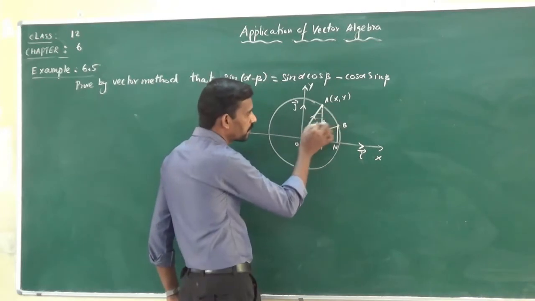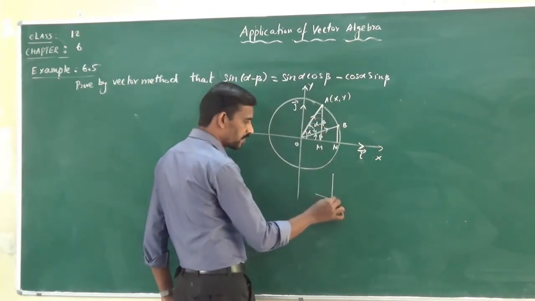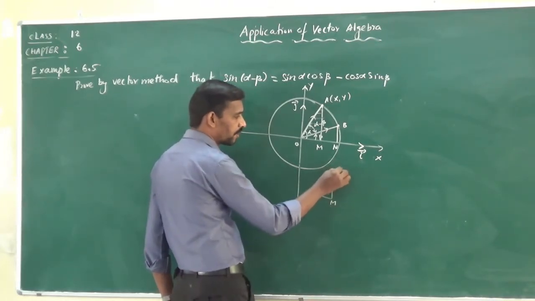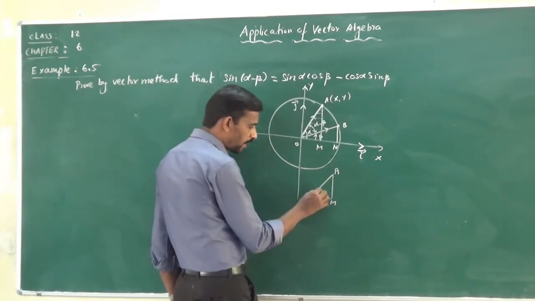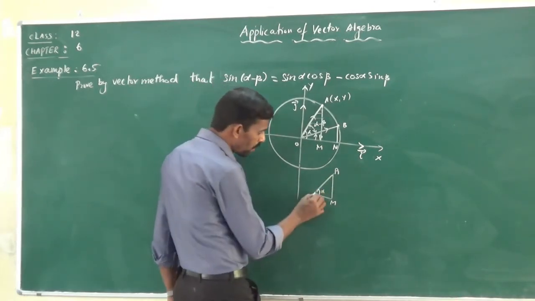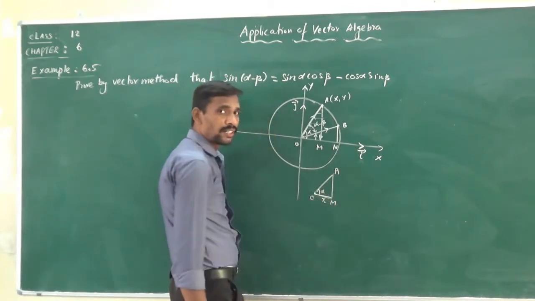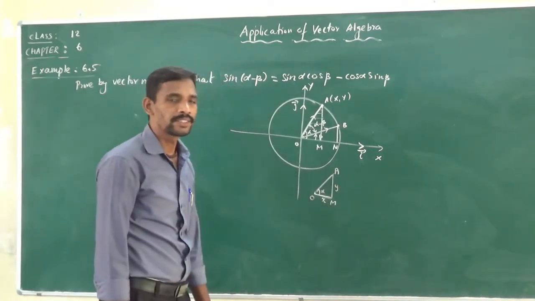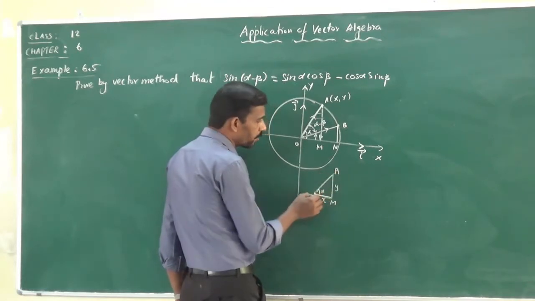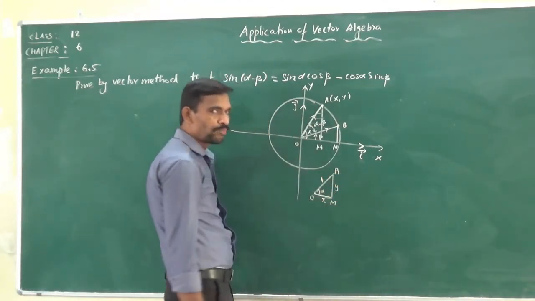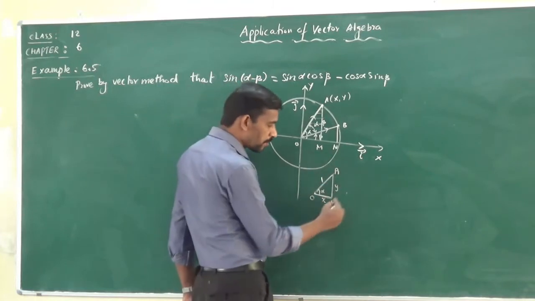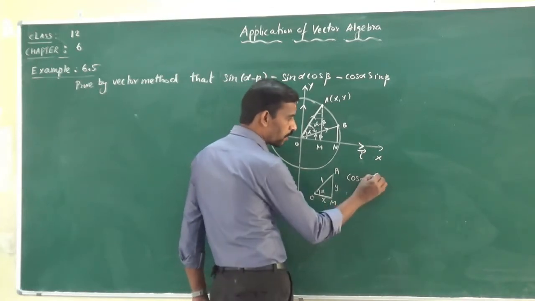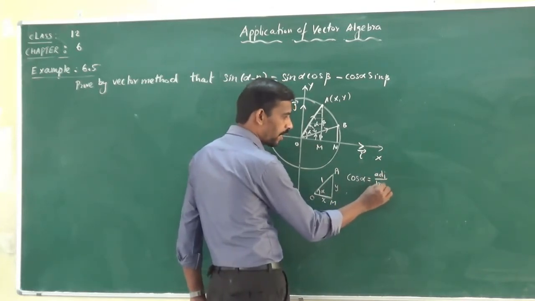Just consider the triangle. I draw it separately here. This vertex is O, this vertex is M, and this is A. This angle is alpha. This is the horizontal distance, which we have considered as x. This is the vertical distance, which we have considered as y. And OA is a unit circle radius, so it should be 1. Now using trigonometric ratios, I find cos alpha here. Cos alpha is nothing but adjacent divided by hypotenuse.